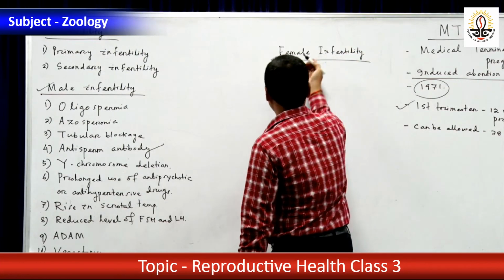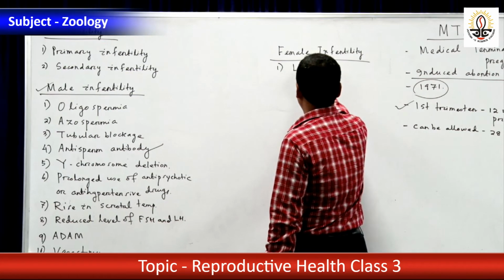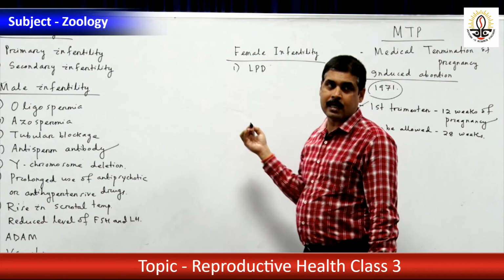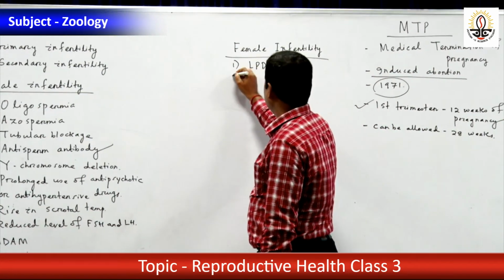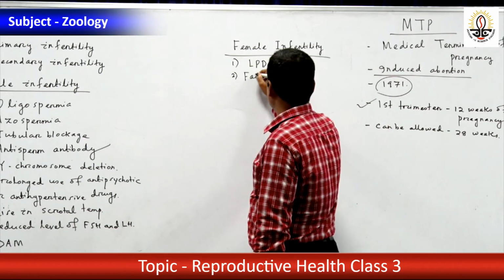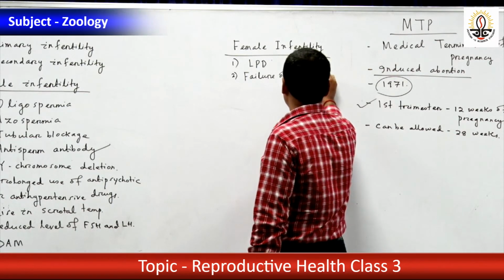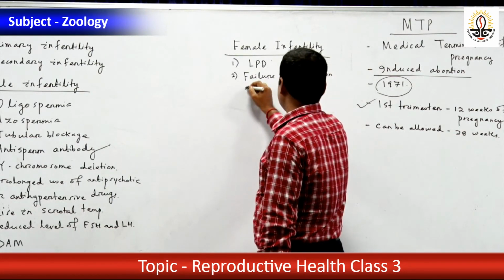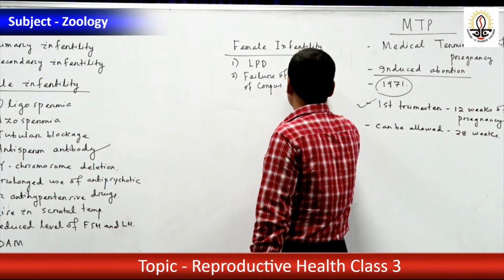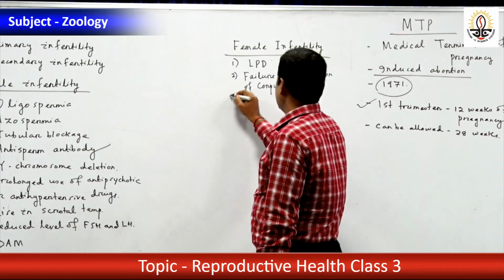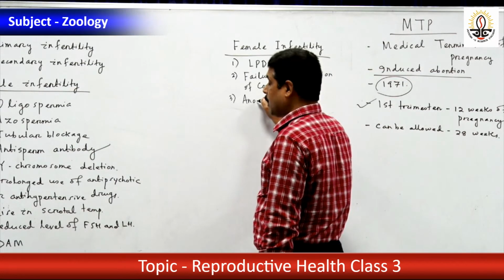Number 1, LPD, luteal phase defect. You know, in the menstrual cycle, what is luteal phase defect? Failure of the corpus luteum, failure of formation of corpus luteum, and ovulation is not taking place because of reduced level of LH.